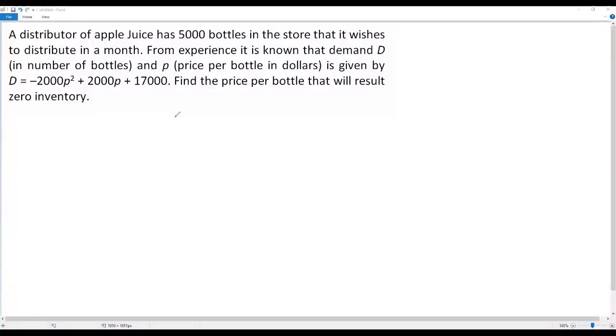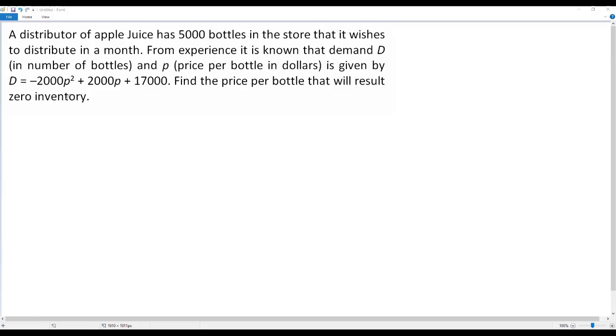Here we have a problem on quadratic equation. Okay, let's go to the question. The distributor of apple juice has 5,000 bottles in the store that it wishes to distribute in a month. From experience, it is known that demand D, number of bottles, and P, price per bottle in dollars, is given by D equals negative 2,000 P square, positive 2,000 P, positive 17,000. Find the price per bottle that will result in zero inventory.